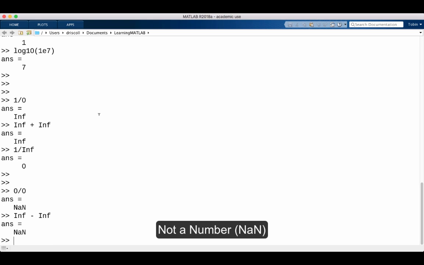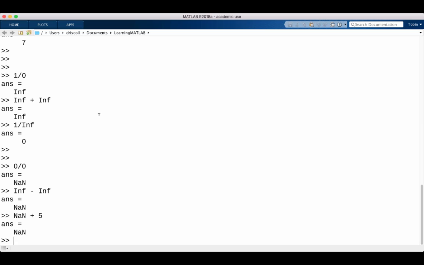Nan stands for not a number. This value has two major uses. You've just seen one. It's the result of an arithmetic operation that is not well defined. The other use for nan is as a placeholder for a data value that is missing for some reason. Generally speaking, operations that involve nans produce nothing but more nans.